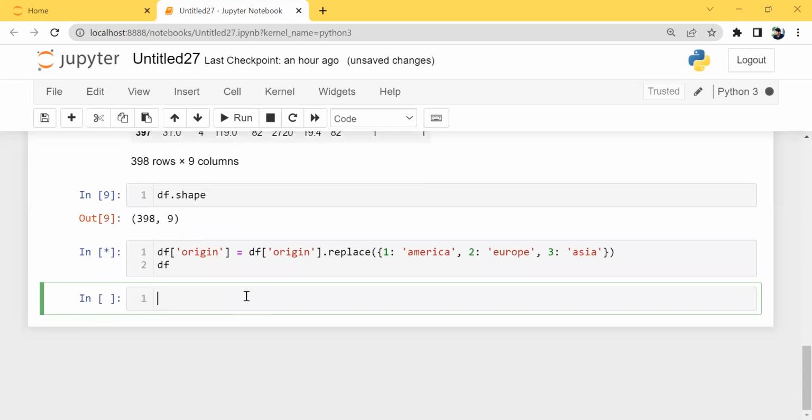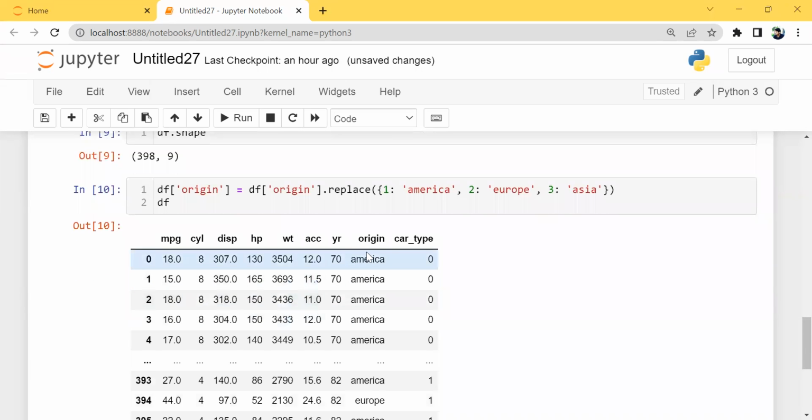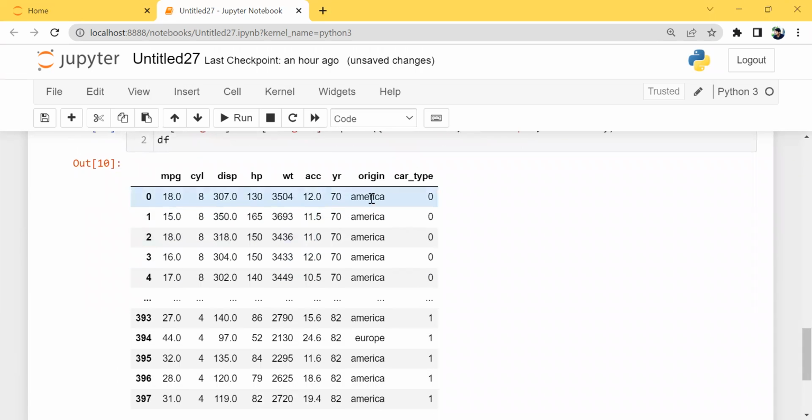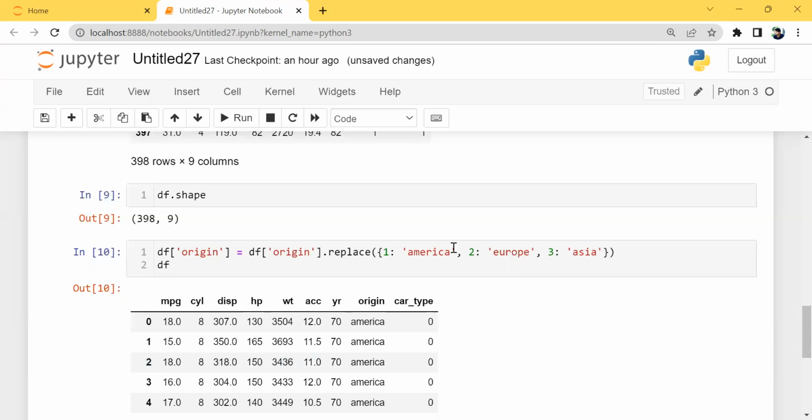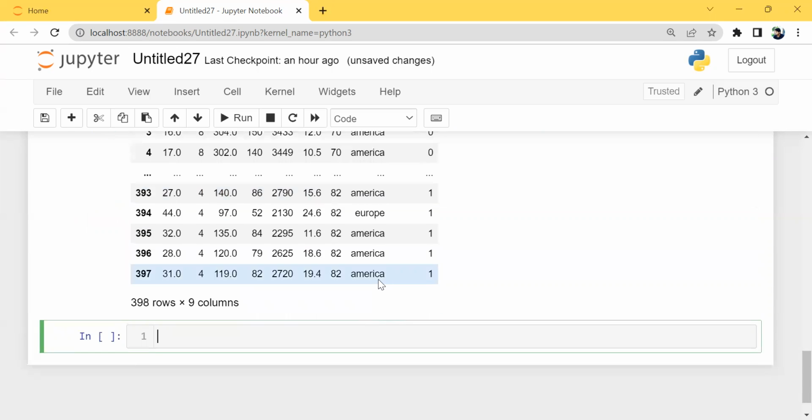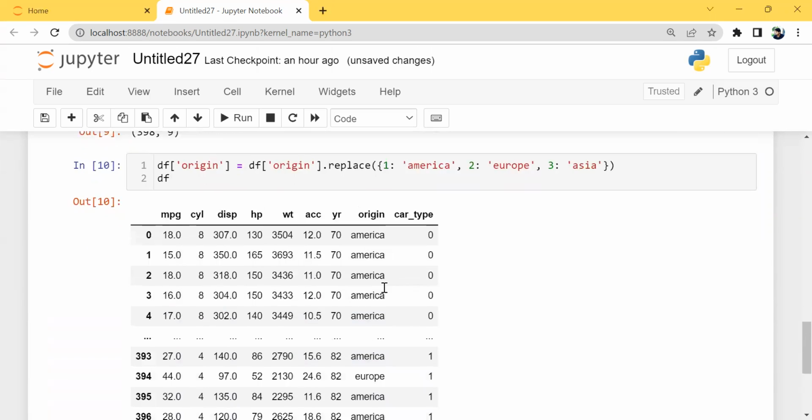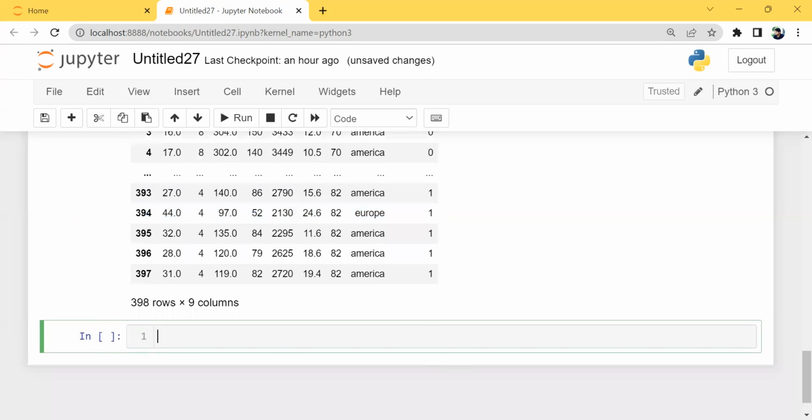So what happens if I do so? See here, our origin column has America in the place of 1, Europe in the place of 2, and Asia in the place of 3, right? So this particular origin column has been changed right now. This is the process of one hot encoding, right? It can also be called dummy encoding.